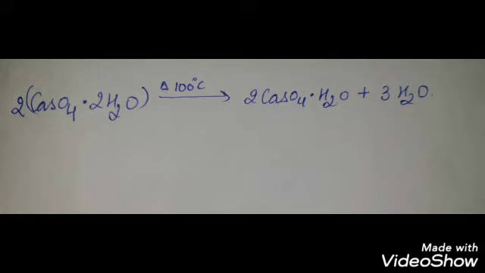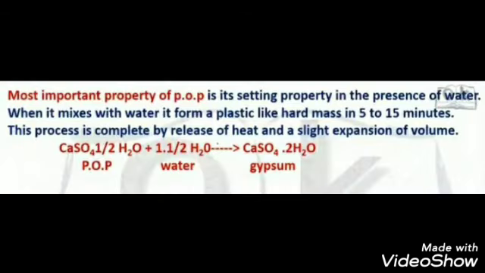Let us now see some of its properties. The plaster of Paris is a white powder. It sets into a hard mass on wetting with water. When water is added to plaster of Paris, it sets into a hard mass in about half an hour. The setting of plaster of Paris is due to its hydration to form crystals of gypsum, which set to form a hard solid mass.